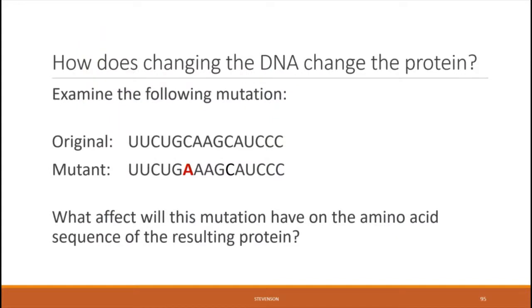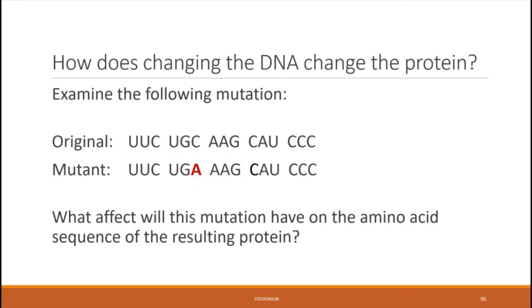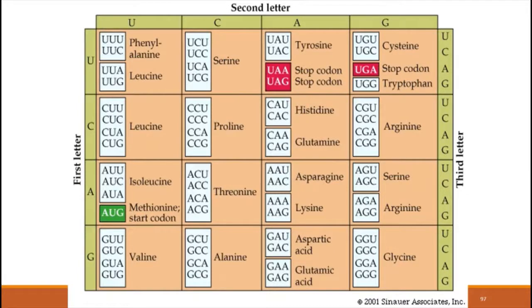Here's one more type of mutation. So here we have the original. In the mutant, I've swapped out a C for an A. We divide it up into sets of 3 letters, and now we see that we've turned a UGC into a UGA. Whereas UGC encodes the amino acid cysteine, UGA is actually a stop codon.